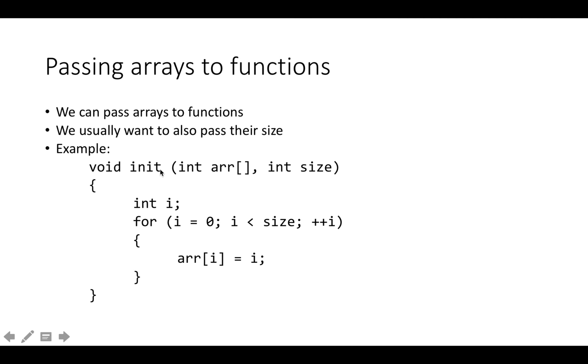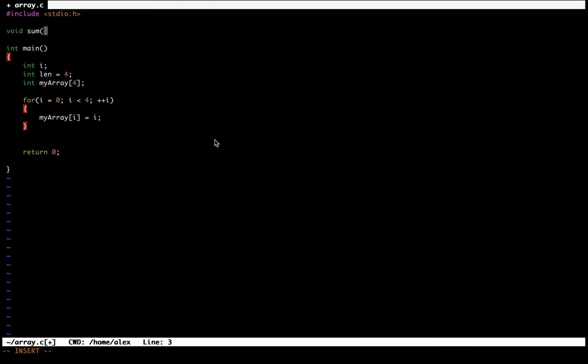So in order to pass an array to a function, we need to say the data type, we need to say the variable name. We put brackets here, but we don't actually put how big the array is. So we might do something like this.